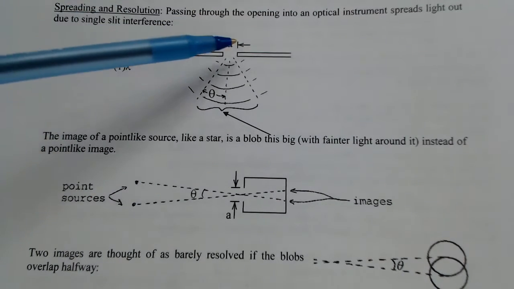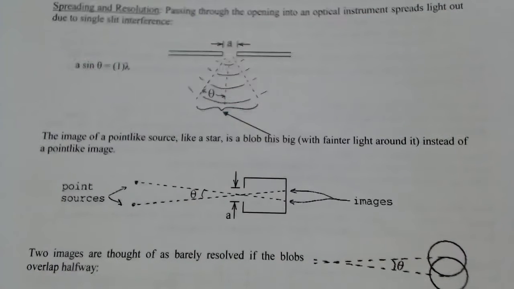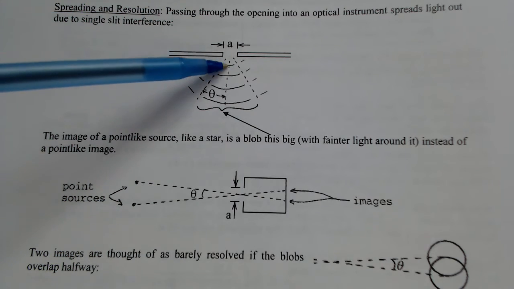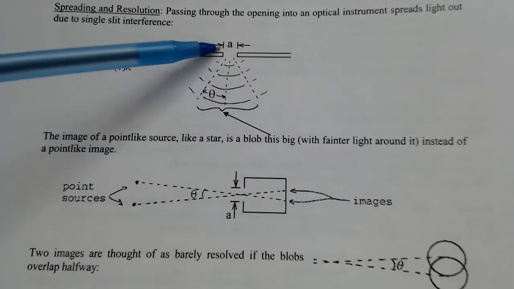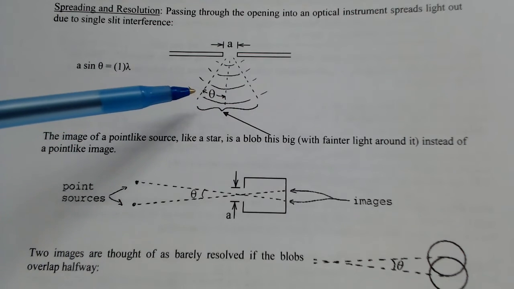So here we have some sort of an opening. For the moment, we're going to consider it to be a rectangular slit like we've been talking about all along. And these dotted lines that I drew, those are the edges of the central maximum.